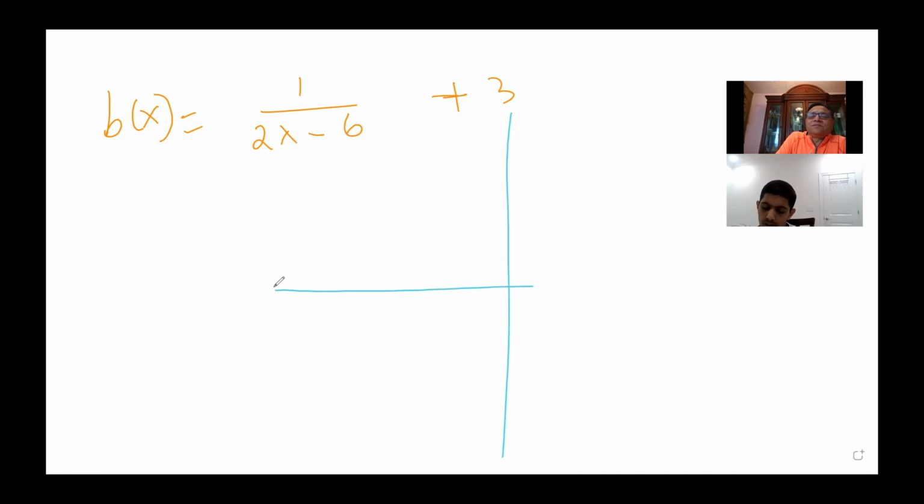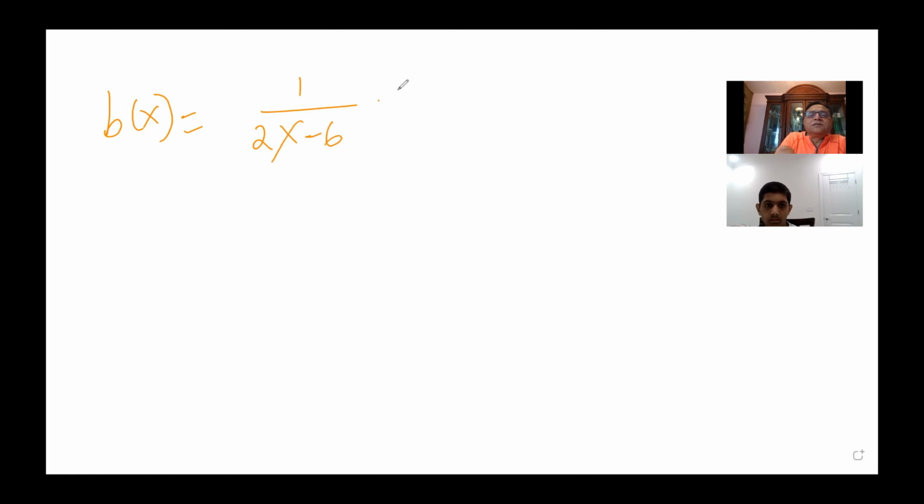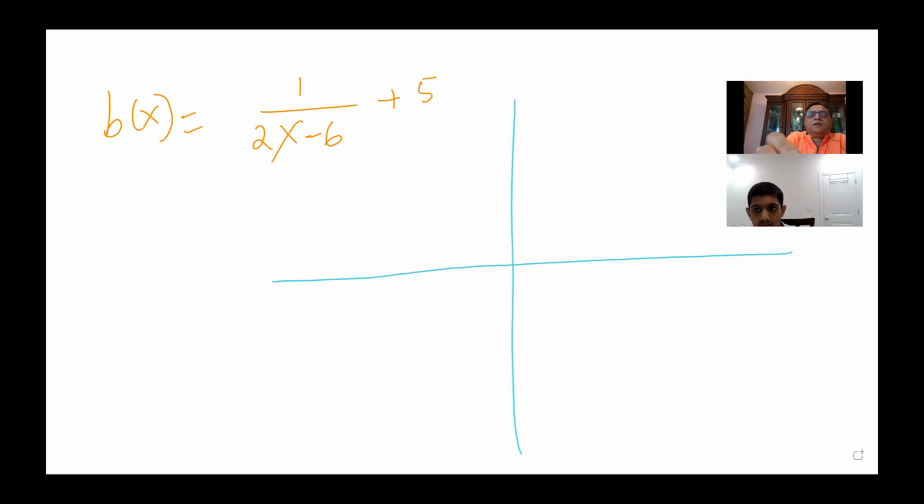I think it moves right 3 units. That is because of this, right? Let me change this equation because that is going to confuse you, right? So 2x minus, sorry. Okay. 2x minus 6 plus 5. Okay. Now you tell me. What is the effect of adding 5 here? Transformations, please. Okay, it moves right 5 units.